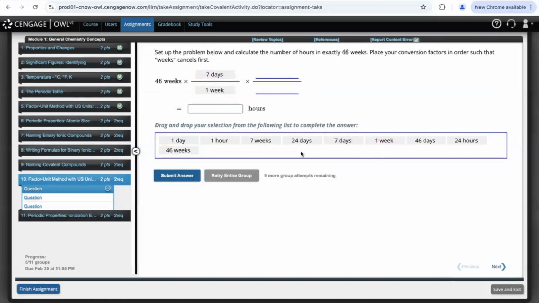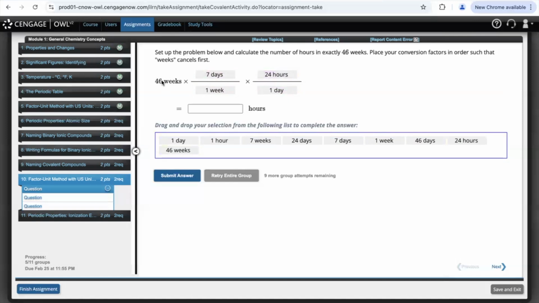So now in 1 day, oops, you have to be like perfect. There are 24 hours. All right. So now I've canceled out my weeks. This first thing I start with is on top, cancels out with this week on the bottom. And then I have days on top, canceling out with this day, leaving my desired unit hours on top.